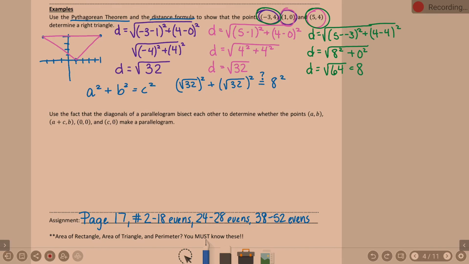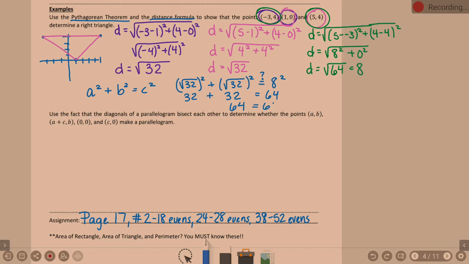What do you know about the square root of 32 squared? It's 32, right? When you square a square root, you get whatever's under the radical. So I don't even have to use the calculator. The square root and the square cancel each other out. So we have 32 plus 32 equals 8 squared, which is 64. What do we know about 32 plus 32? That's 64.